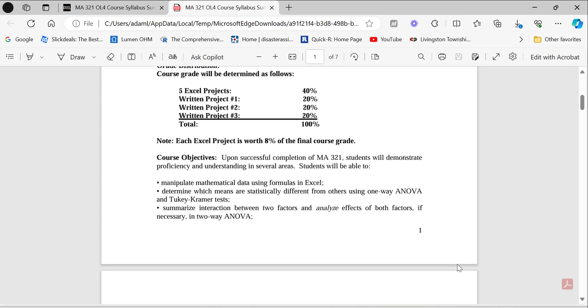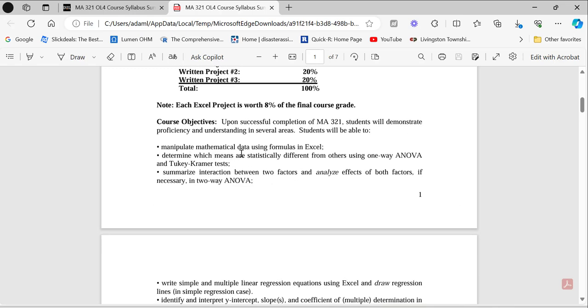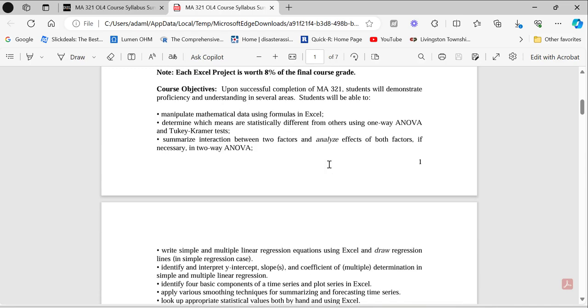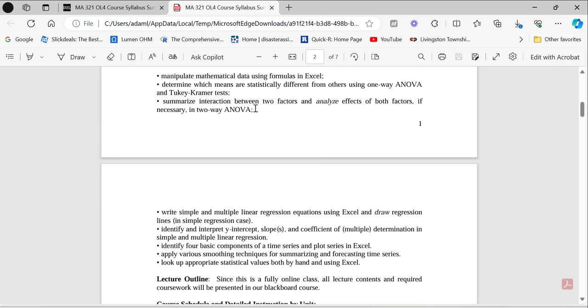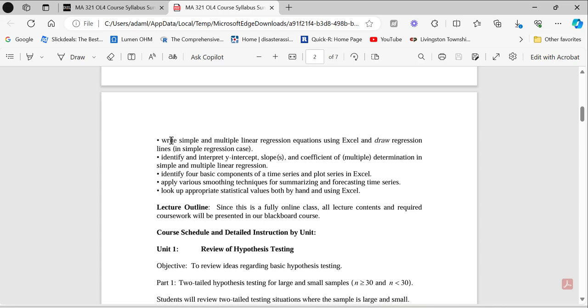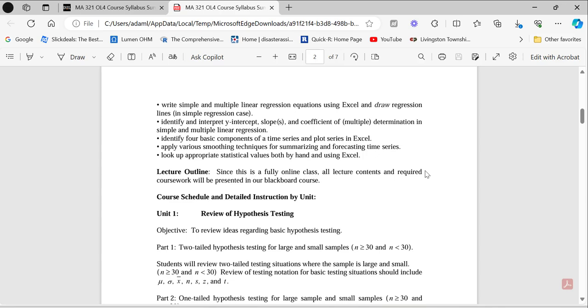once you finish MA 321, you should be able to manipulate mathematical data using formulas in Excel, determine which means are statistically different from others using one-way ANOVA and the Tukey-Kramer test, and summarize interaction between 2 factors and analyze effects of both factors if necessary in two-way ANOVA. You're going to learn how to write simple and multiple linear regression using Excel, and then draw regression lines using Excel.